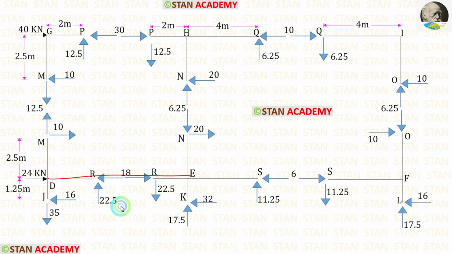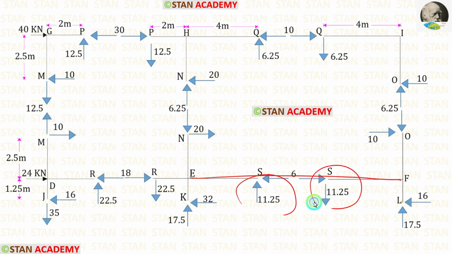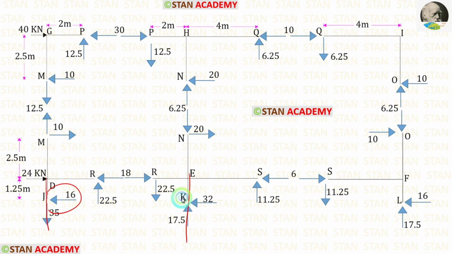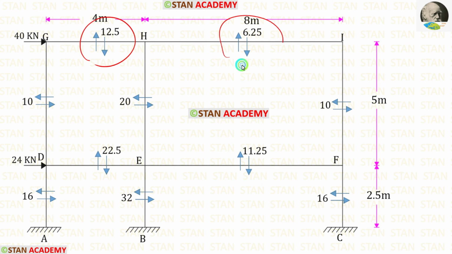For the member DE, it is 22.5. For the member EF, it is 11.25. For the member DA, it is 16. For the member EB, it is 32. And for the member FC, it is 16. Let us enter all of them.